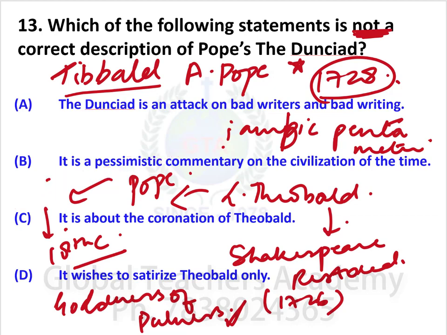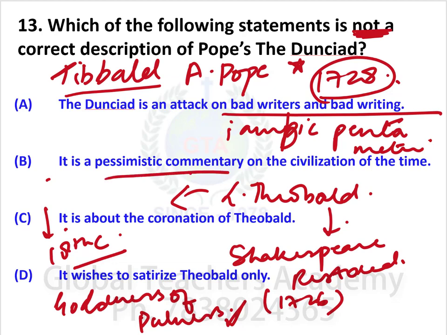So let's look at the options again. Is it an attack on bad writers and bad writings? Yes, because Tybalt is supposed to be a bad writer whose most important attribute is the dullness of his writing. Is it a pessimistic commentary on the civilization? Yes, it is, because it talks about how the authors and their wits have been eroded. Is it about coronation? Yes, again. And does it wish to satirize Theobald only?